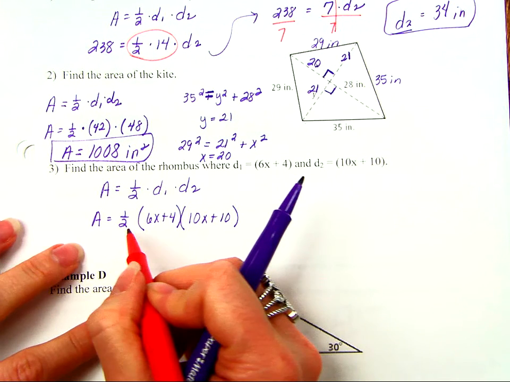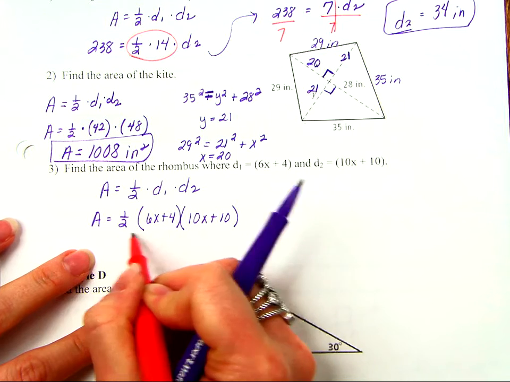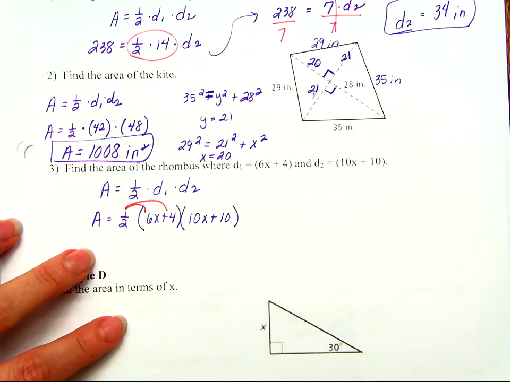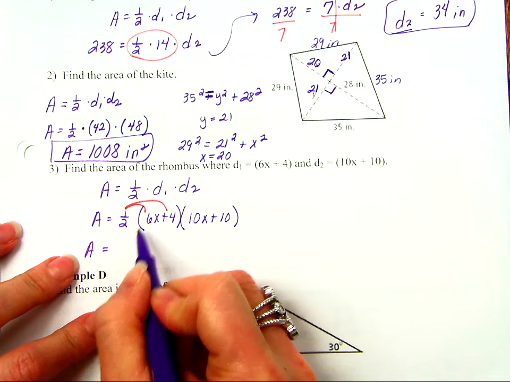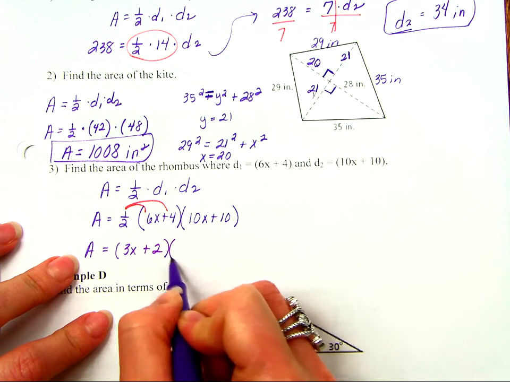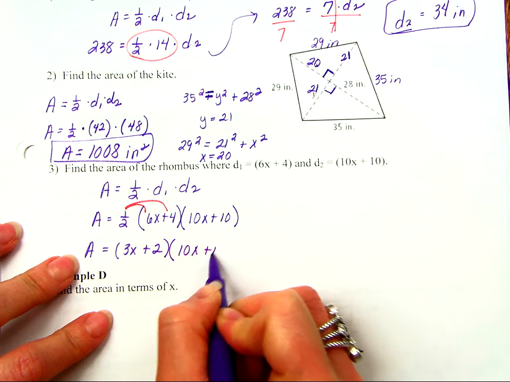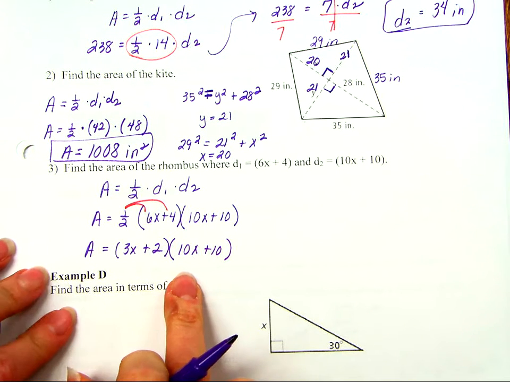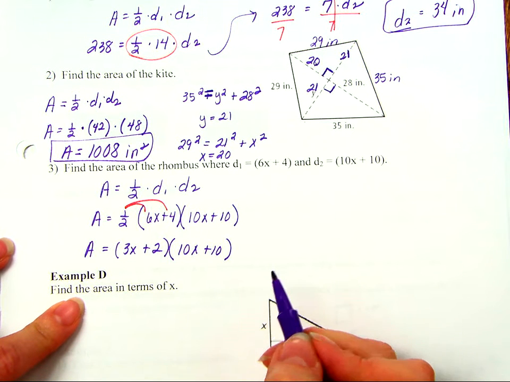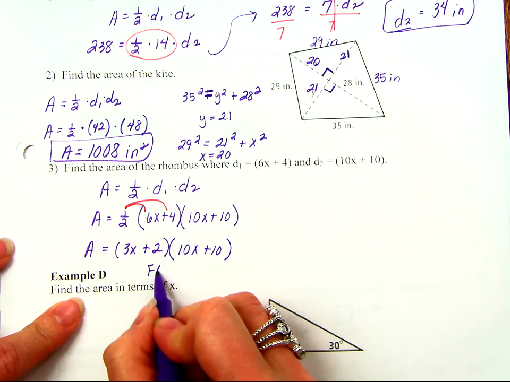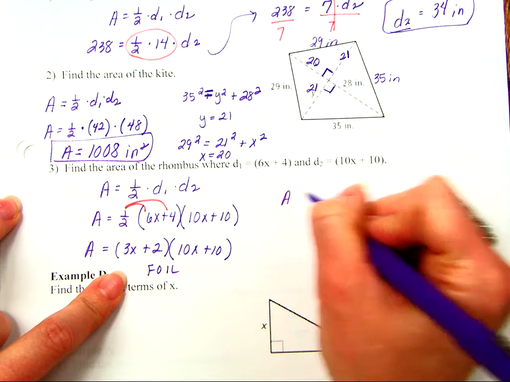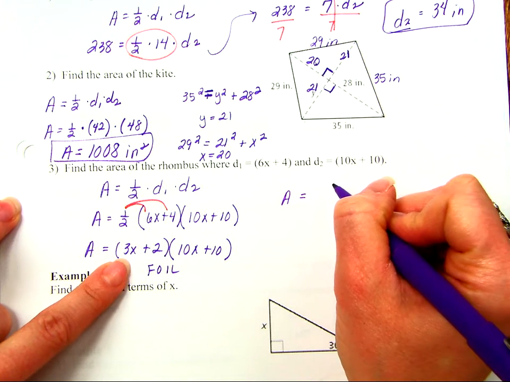If I wanted to start by multiplying the first 2 terms, 1/2 times 6x plus 4, I could go ahead and distribute that if I want. This would give me 3x plus 2. I still need to multiply that by the 10x plus 10. So what is this going to require me to do? Yes, I'm either going to have to FOIL it out or to box. Let's see, let's FOIL this out.